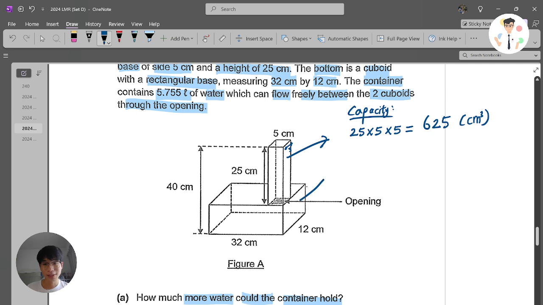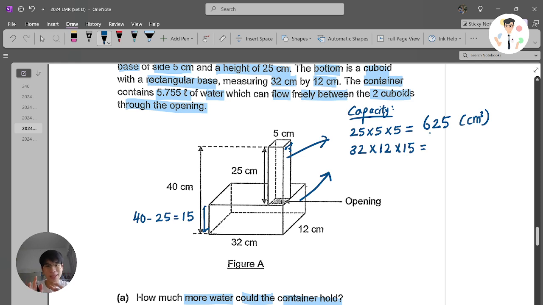So let's find the capacity of the cuboid at the bottom. Here is 32, here is 12, then what is the height? Here is 25, and the total is 40. So I know it's 40 minus 25, which is actually 15. So I know it will be 32 times 12 times 15.